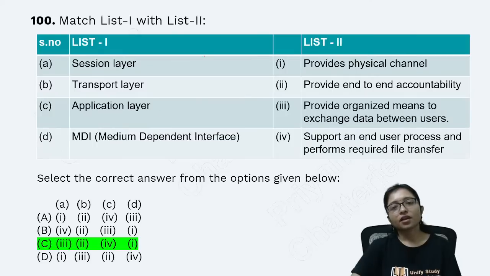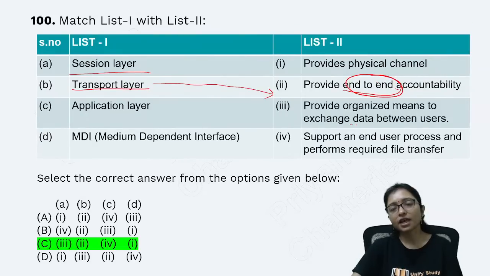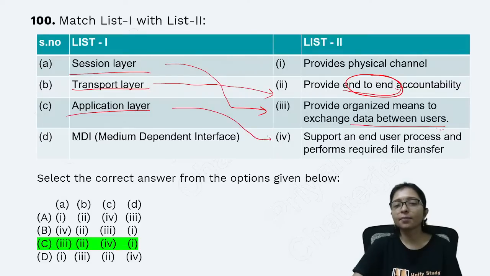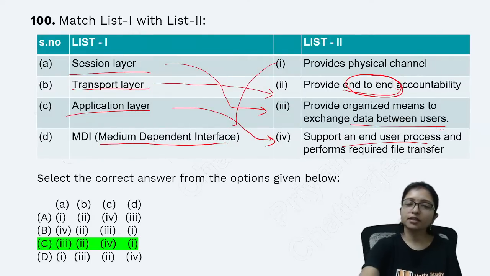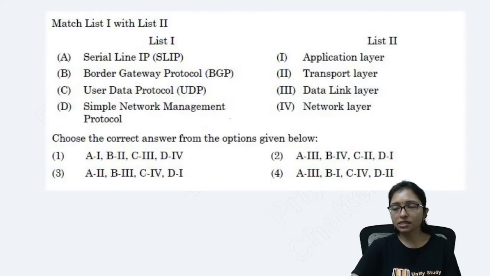Yes, answers are coming. Again you can see that here the transport layer, everywhere this end to end is the main keyword, everywhere it is coming. Transport layer. Session layer, when it is coming, it means exchanging data between the user, that is also the task of session layer. Application layer is where the end user is handling the application, so it is application layer. MDI, medium dependent interface, that is in physical layer, it is providing the physical channel. That's why this is your answer. Now tell me what is the answer for this one.